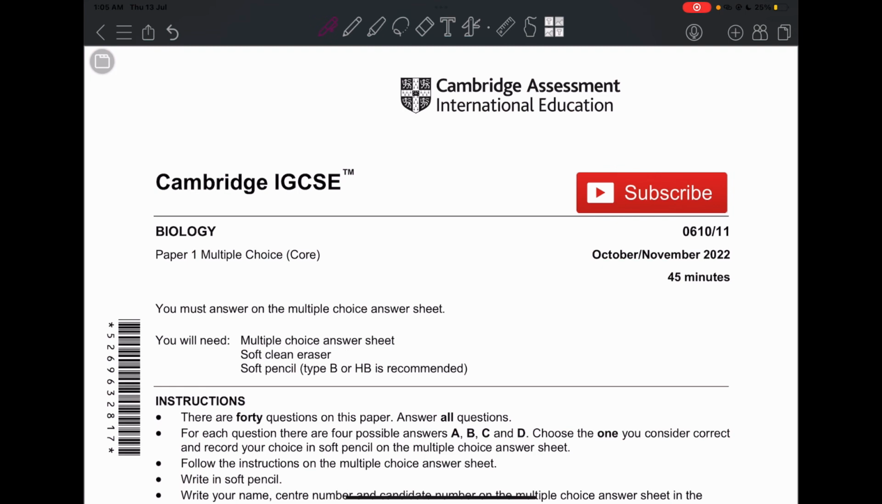In today's video, I'm going to be solving the biology paper 1. This is the core paper. This is paper 1, variant 1 from the October-November 2022 session.